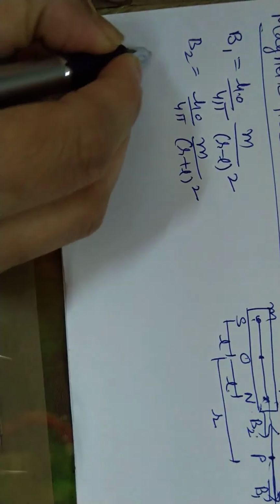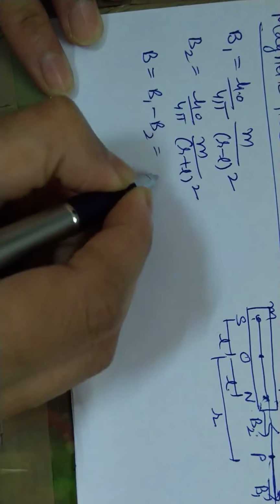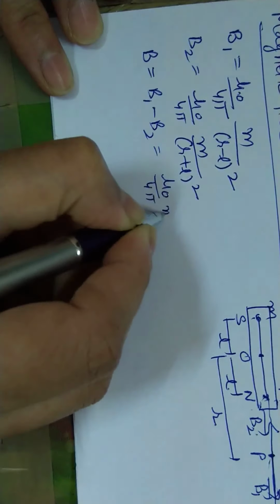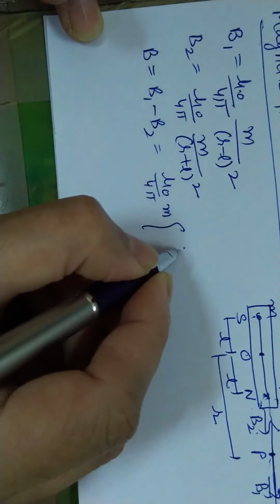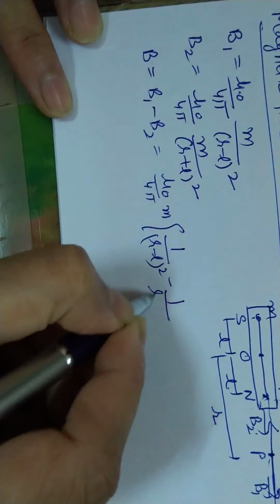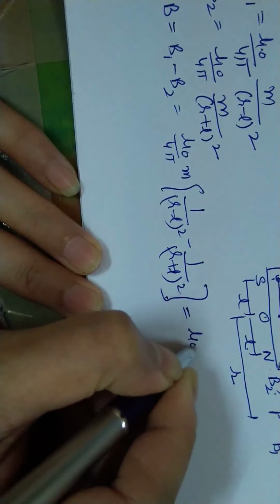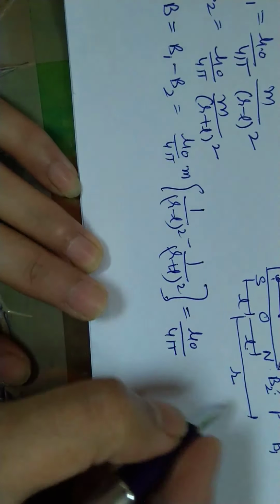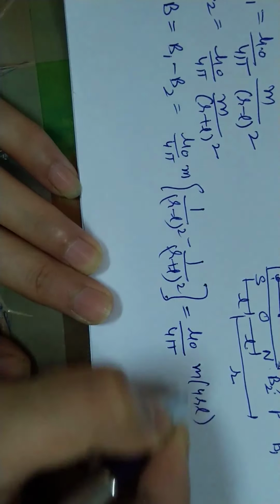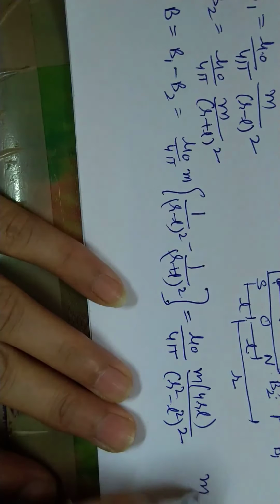Now how do we get the total magnetic field? That is B1 minus B2, and we have mu naught upon 4 pi m times 1 upon (r minus L) squared minus 1 upon (r plus L) squared. By calculating and simplifying this, we have mu naught upon 4 pi m times 4rL upon (r squared minus L squared) the whole squared. Same procedure. And what we have, m into 2L, that is the magnetic moment m, and what do we write here?